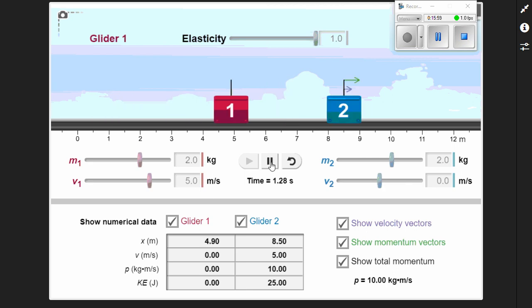There, much better. And as we saw in the mathematics, the first object comes to a halt and the second object takes on the velocity of the first object. The first object was moving at 5. The second object was moving at 0, but now look, they've switched. Just like the mathematics told us.